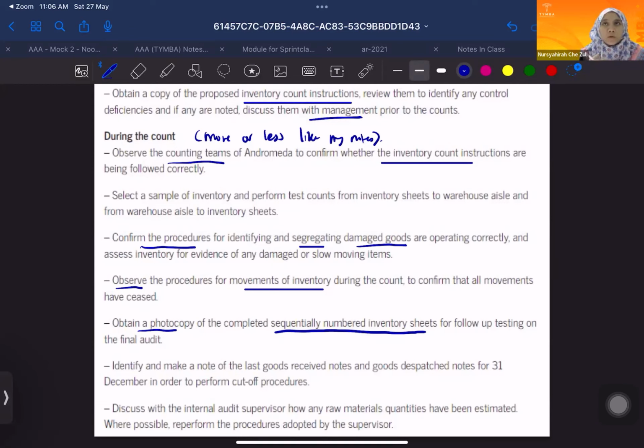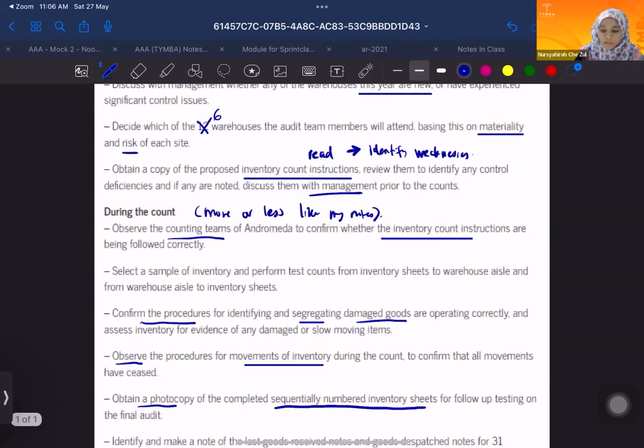To perform procedure during the count, of course we want to make sure there's no production, there's no movement, all the damaged asset has been kept separately. We want to observe who is the supervisor during the count. What do they do with the inventory? Inventory belongs to third party. All of this is applicable during the count. So to me, during the count is slightly easier than before the count.